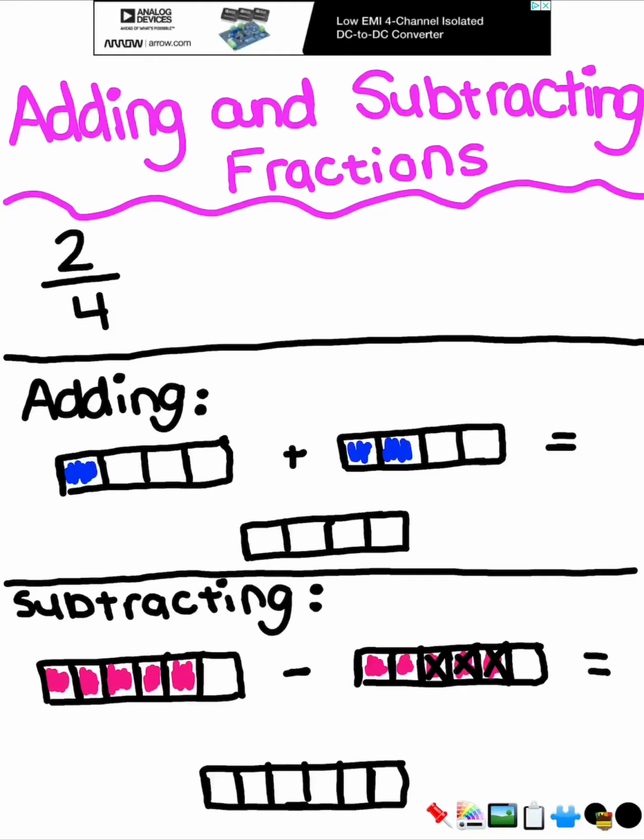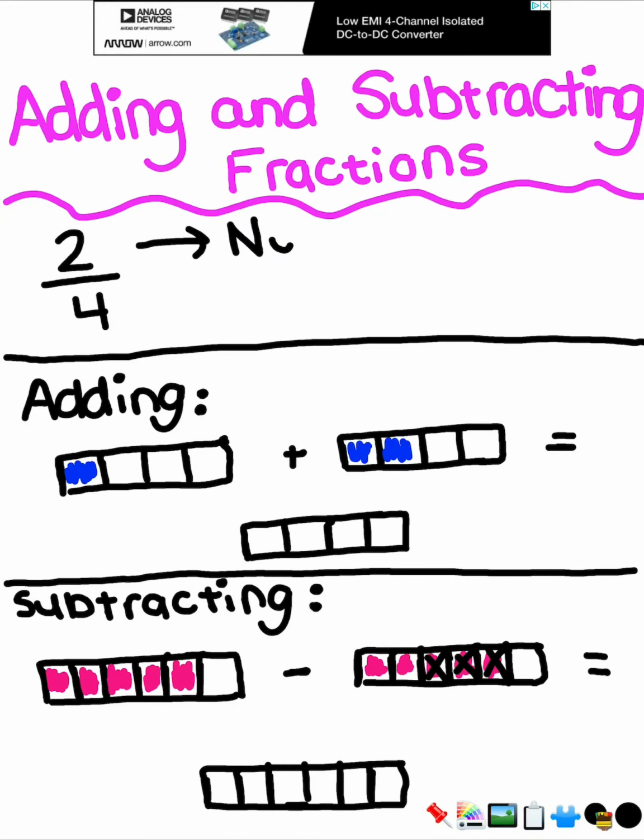Okay guys, so for those of you who are doing the packet for this week, you are going to be reviewing adding and subtracting fractions. So we did this earlier in the year, but I wanted to refresh your memory. So we're going to start out with this fraction that we see on top, 2/4.